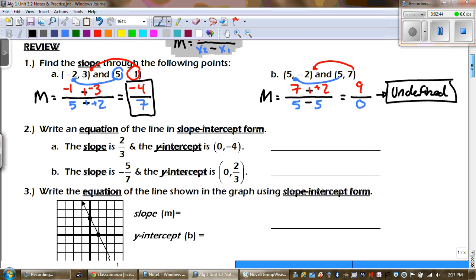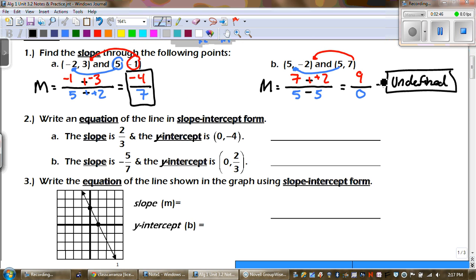Number 2. This is what we were talking about yesterday. Write an equation of a line in slope-intercept form. Remember, slope-intercept form is y equals mx plus b. So y equals something x. Our slope is 2/3, and then our b is -4. So we get y equals 2/3 x minus 4.